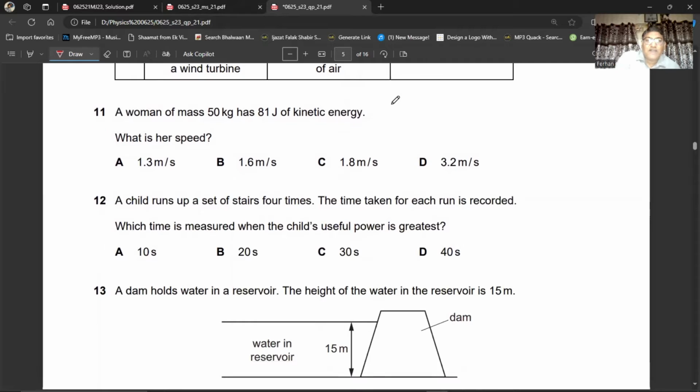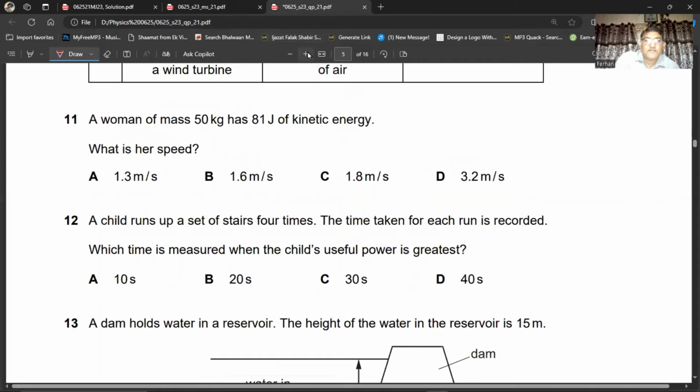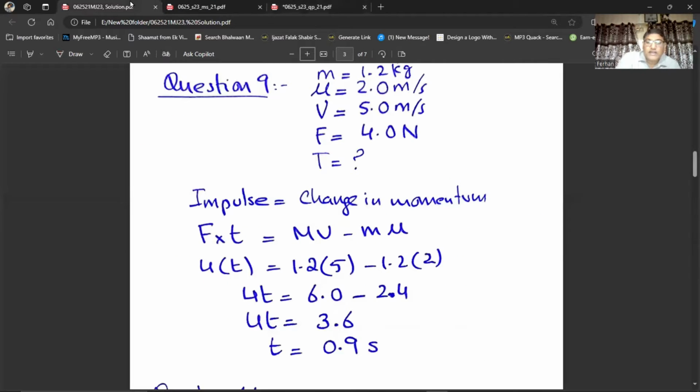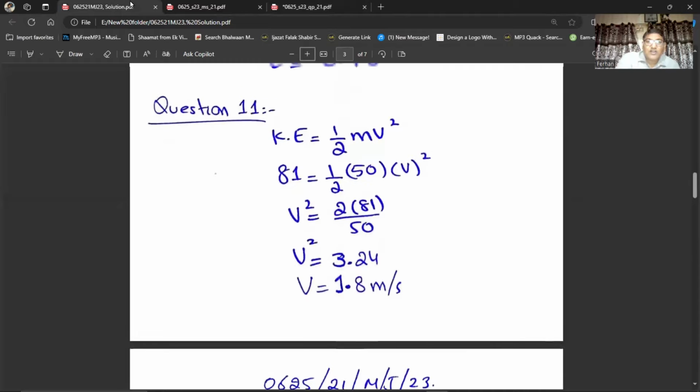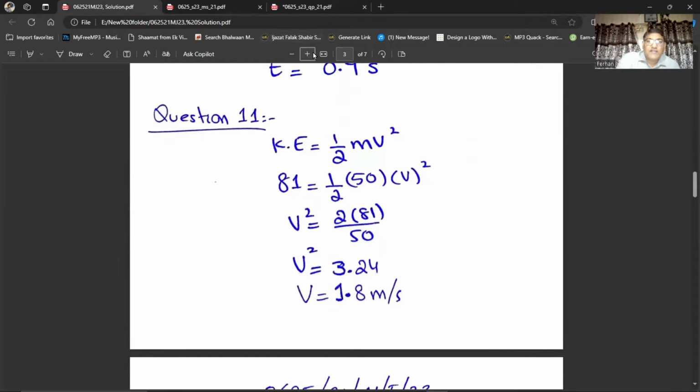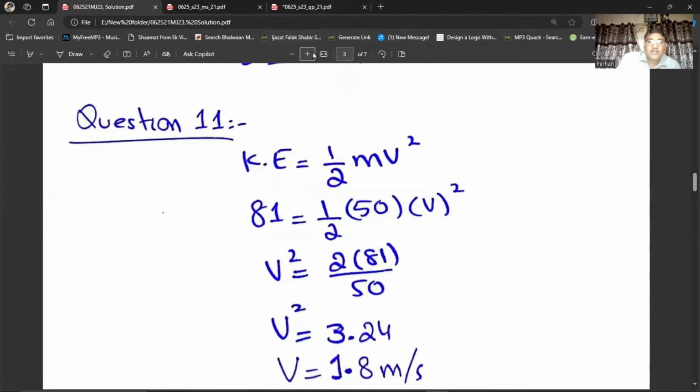Okay, question number 11. A woman of mass 50 kg has 81 joules of kinetic energy. What is her speed? You know the kinetic energy is 1 by 2 mv square. We know the kinetic energy, we know the mass of that woman, and we can find its velocity.